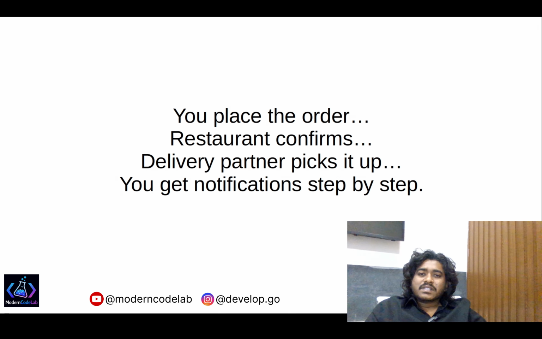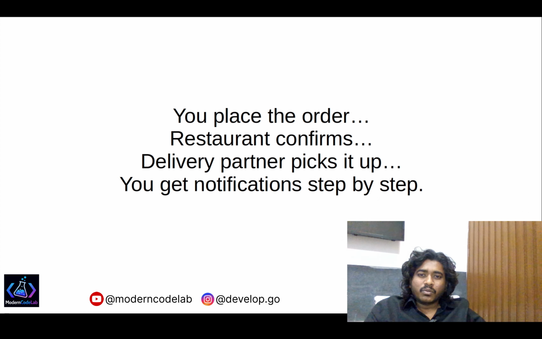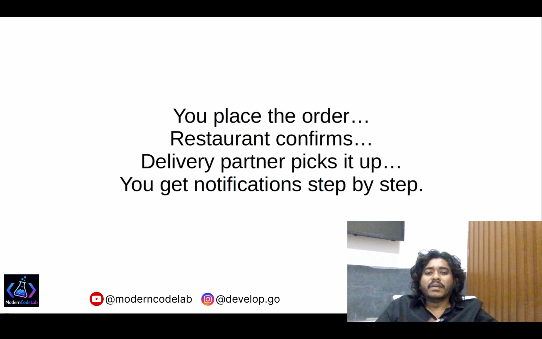We'll just take a simple scenario of an order placement, right? You might be using some applications like Swiggy, Zomato, Big Basket, etc. When you're placing any order, the restaurant confirms and then the delivery partner will be picking it up. So for each and every step, you'll be getting notifications, right? When you're placing an order, you'll be notified. When the restaurant picks it up and when the order is processing, you'll be getting a notification. And finally, when the delivery partner is picking it up, you'll be getting a notification. So for each and every step, you will be notified, right?